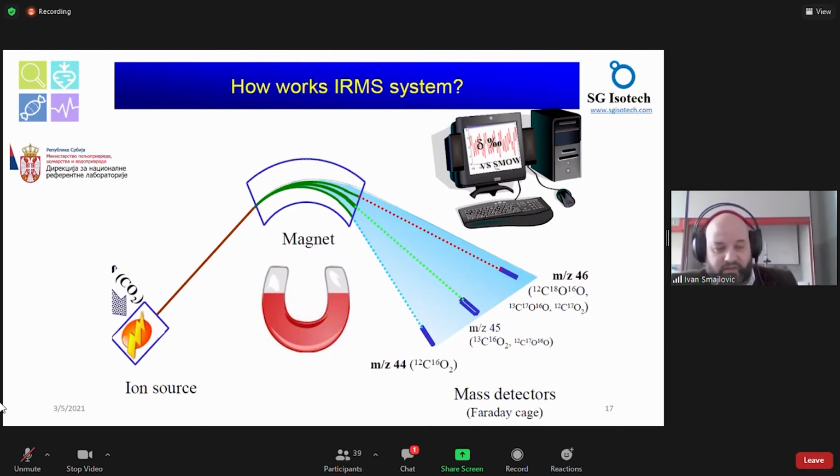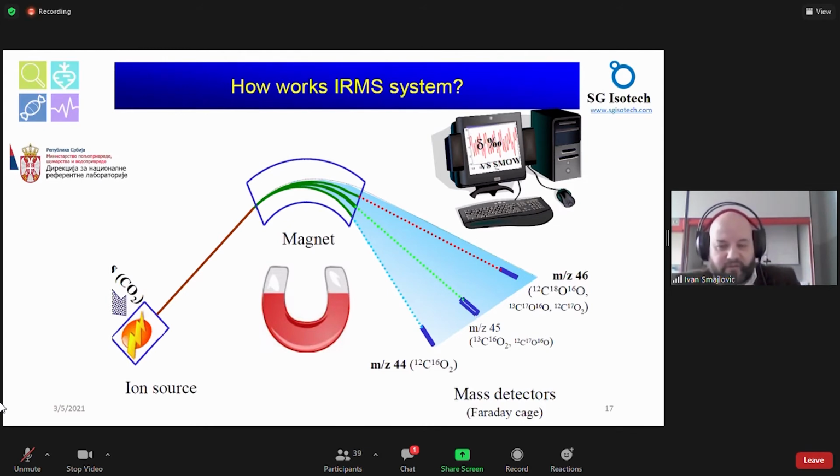Helium is used as a carrier gas, and then it comes to a very strong magnetic field, which is adjusted to a specific intensity, so that in this field the ionized gas of CO2, for example, is split into fractions. After that, we have cups. These are detectors. Actually, these are Faraday cups. And these beams enter these Faraday cups, and they are detected as such.